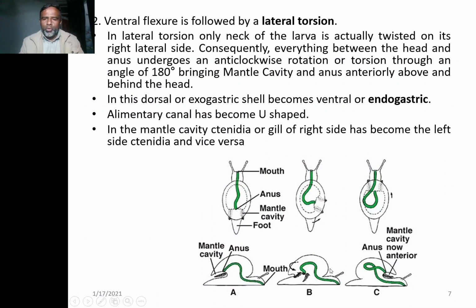In addition to this, you can see that in the mantle cavity, the ctenidia, the gills, were lying. The gills have also occupied the front position along with the cavity. Previously, because there is a pair of gills, one on the right side and the other on the left side, because of twisting, the right side ctenidium will become the left side ctenidium, and the left side ctenidium will become the right side ctenidium, and vice versa.